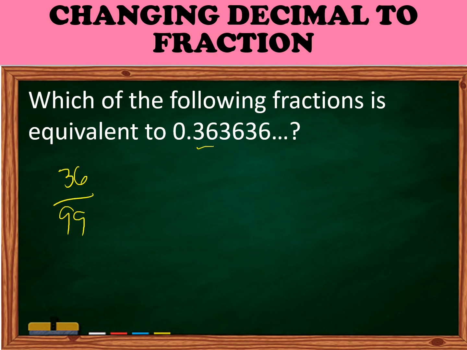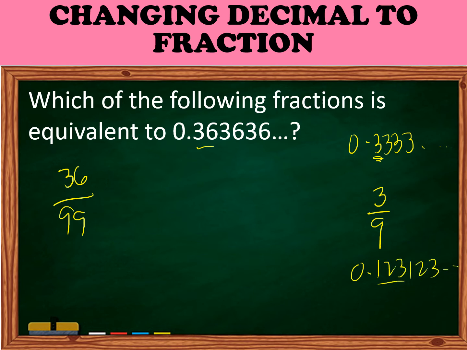99. Pero for example, ang nare-repeat, 0.3333 and so forth, ang nare-repeat ay isa lang na digit, that means 3. Just copy 3 and then divide it by 9. Okay? How about if you are given, say, 0.123, 123, and so on. So yung 1, 2, 3, 3 digits yung nare-repeat niya. So just copy 1, 2, 3, then divide by 3 nines or 999. So ganun yung technique niya dito.